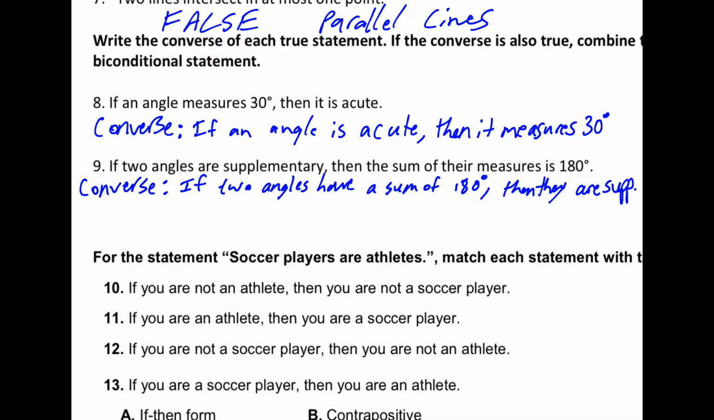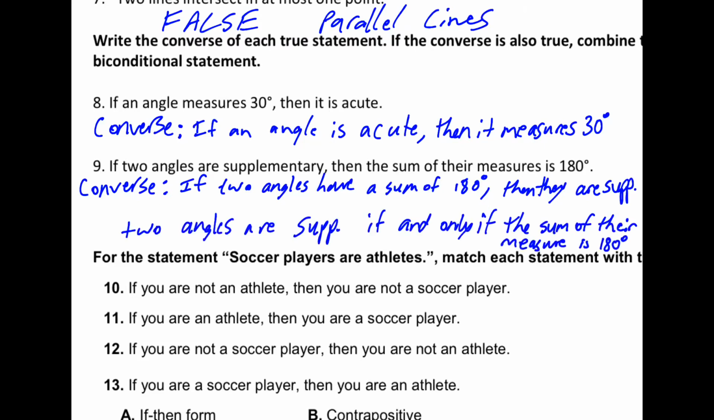For number 9, the converse is true this time. If two angles have a sum of 180, then they are supplementary. So we would write our biconditional statement like this. We get rid of the ifs and the thens, and we have our hypothesis, if and only if, our conclusion. We can do that because the conditional and converse are both true.